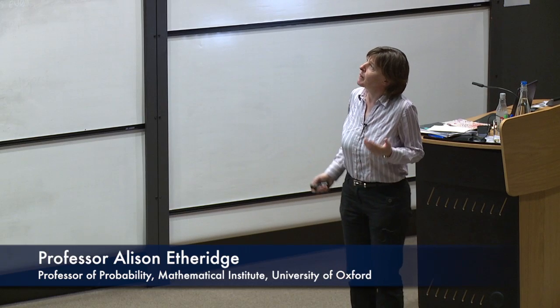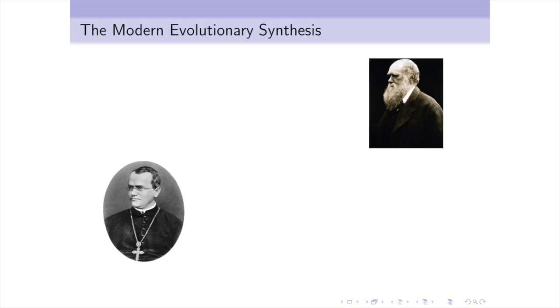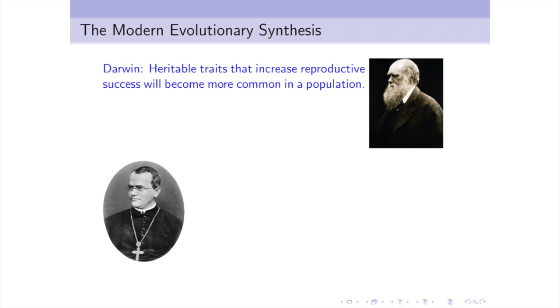And we usually trace it back to what we call the modern evolutionary synthesis, which was when the work of Darwin, up here, and Mendel were reconciled. So what were their theories? So here's natural selection in a nutshell. Darwin's theory says that heritable traits that increase reproductive success will become more common in a population.